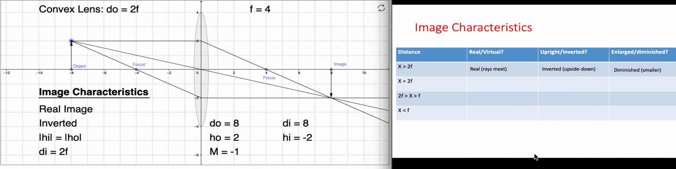Again, we have a real image because the rays meet. We have an inverted image, but this time, the image is neither diminished nor enlarged. You notice that the height of the object on the left-hand side is 2, and on the right-hand side, the image is also 2. So therefore, we produce an image which is the same size as the object. And that's a unique case where the distance, x as I've called it, or as in the simulation is d, is equal to twice the focal length.